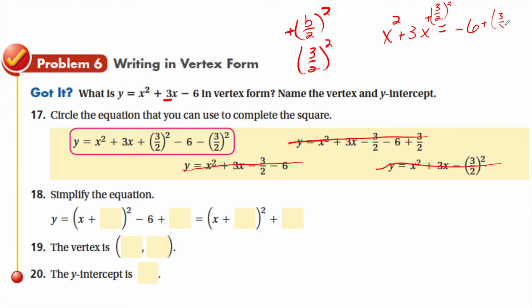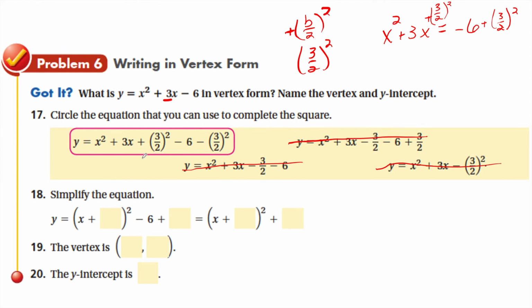Well, in this problem, we can't do that because we're not solving it out. We're just trying to write in vertex form. So in order for us to make sure everything stays the same, although yes, we are adding that number to it, it makes it slightly off balance, we're going to actually subtract the exact same amount away. So essentially, we're adding 0 because 3/2 squared minus 3/2 squared is exactly that.